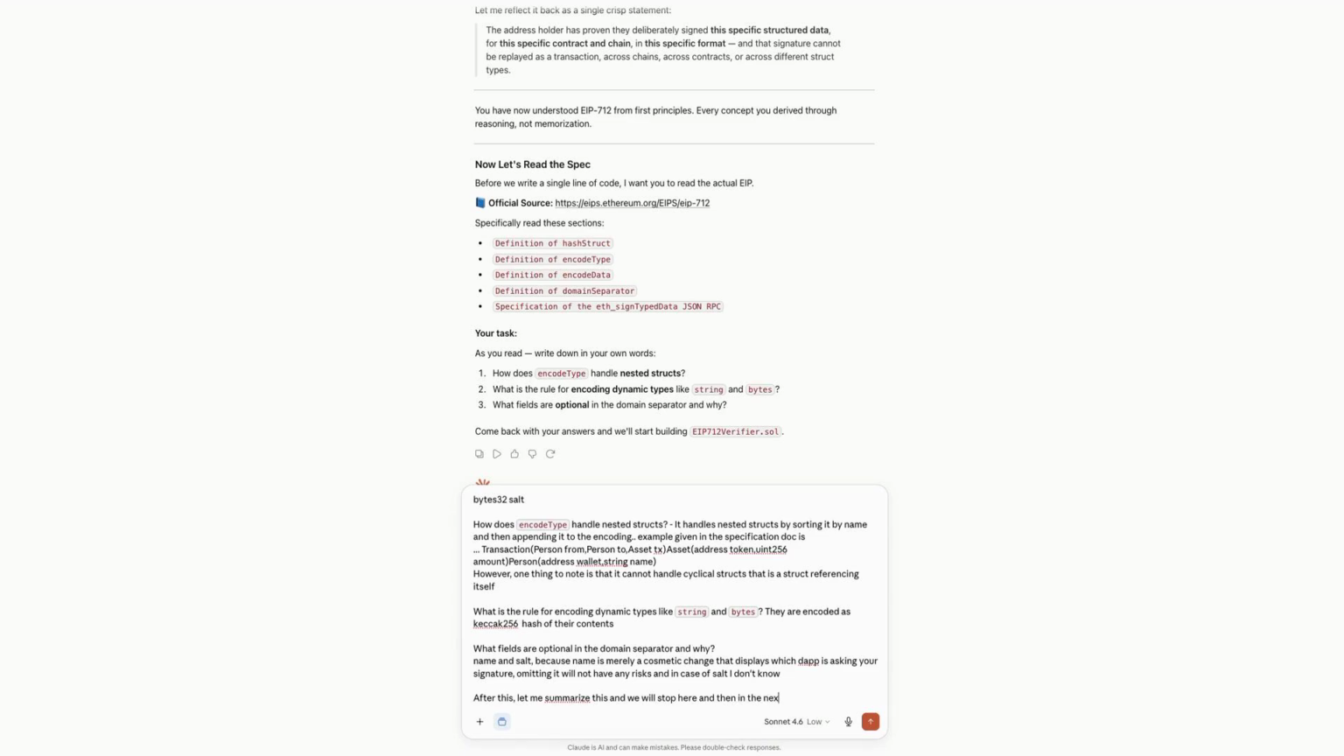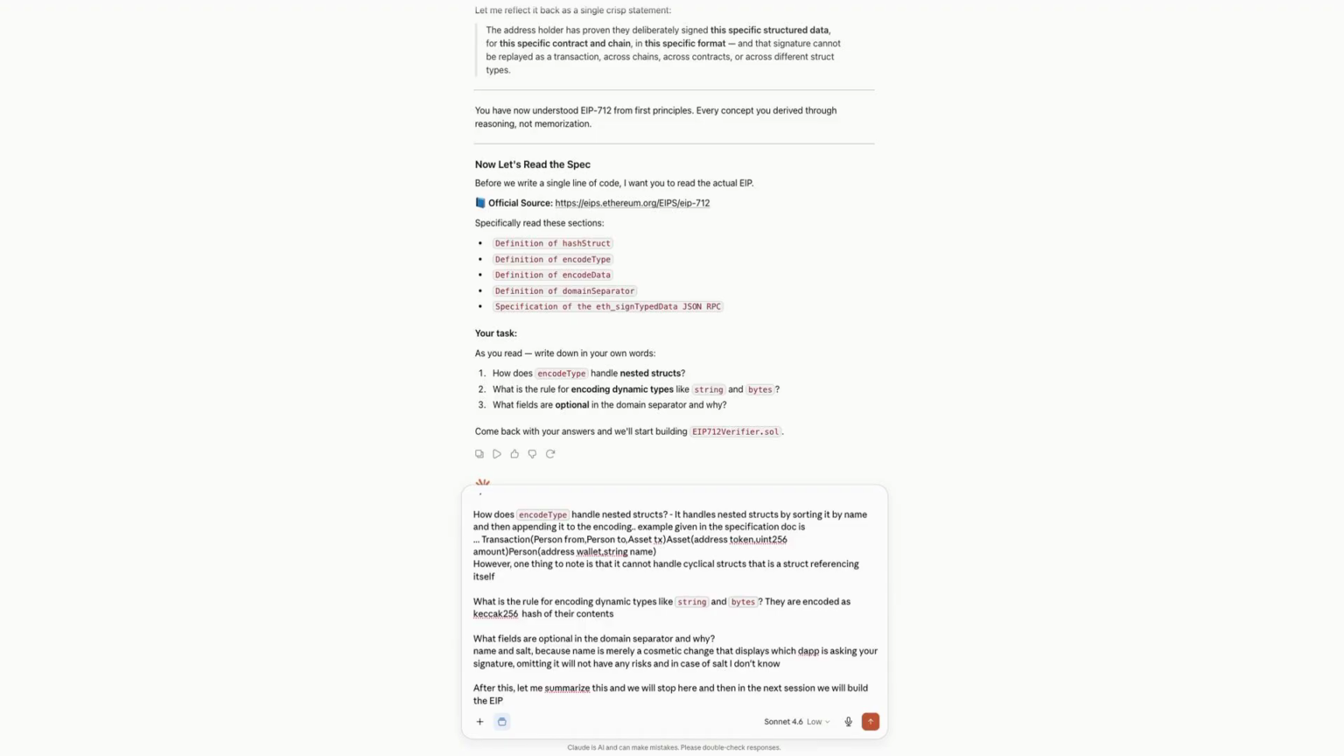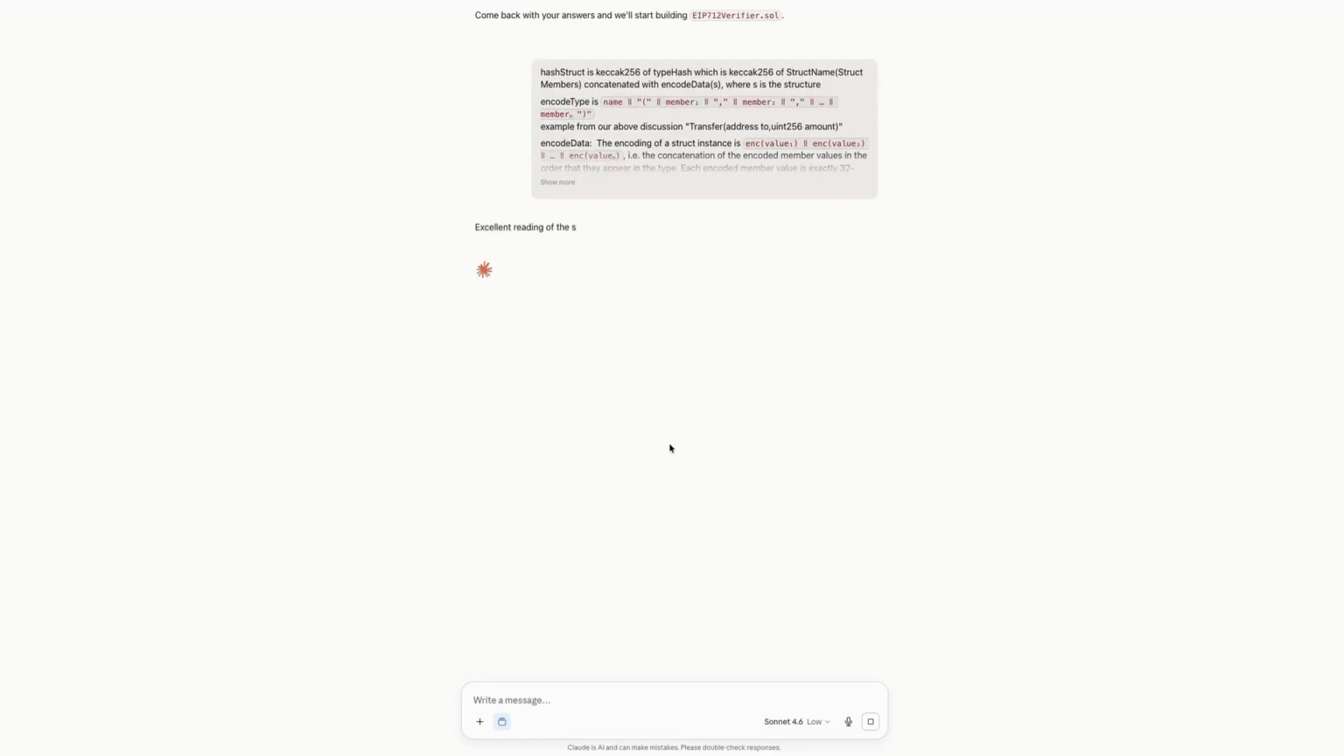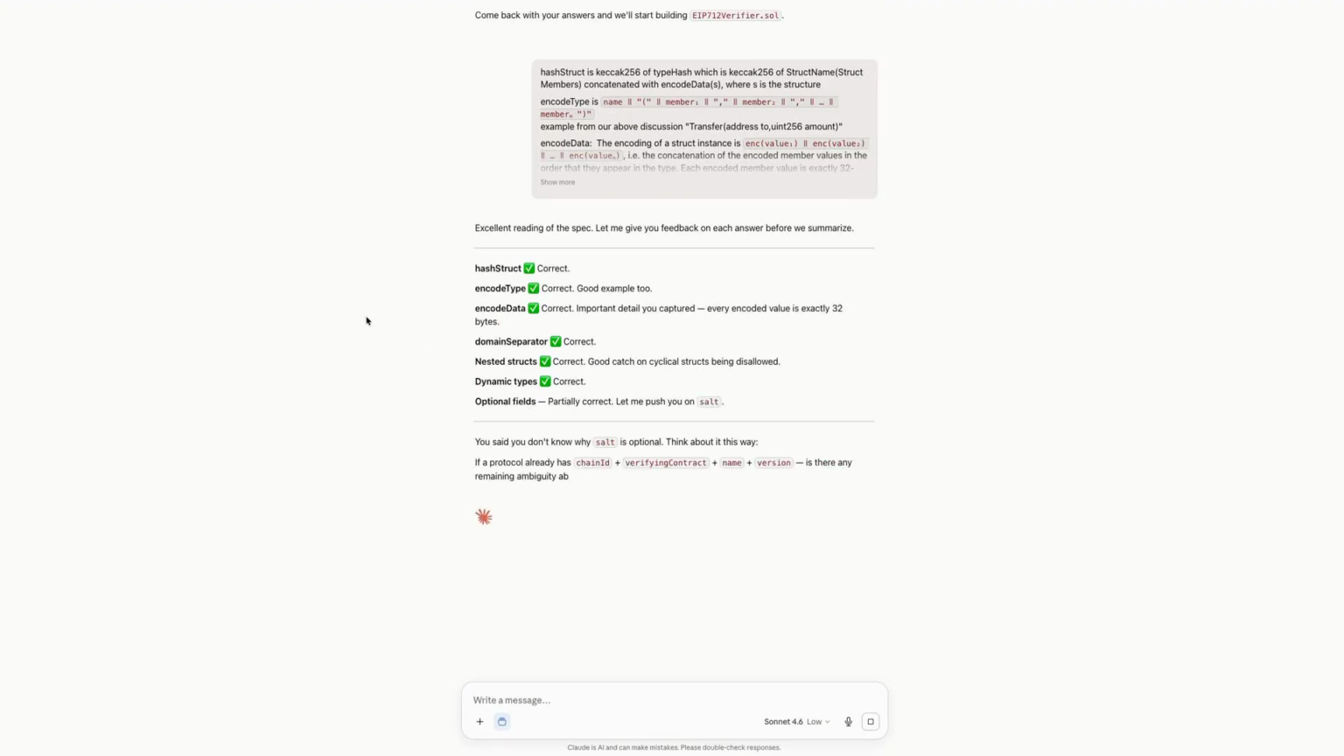and then in the next session we will build the EIP-712 verifier bots. Encode data correct, important details. You captured that encoded values are exactly 32 bytes. domainSeparator correct. Nested structs correct. Good catch on cyclical structs being disallowed. Dynamic types correct. Optional fields partially correct.